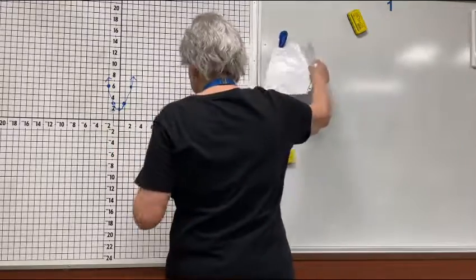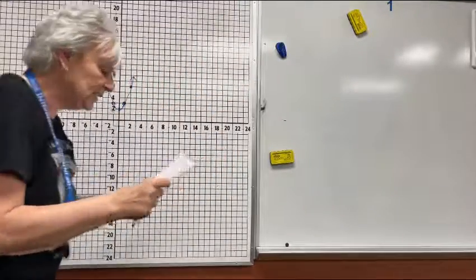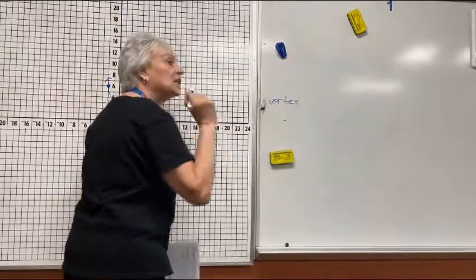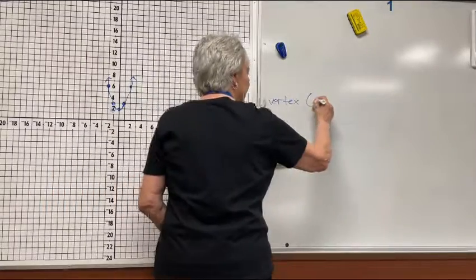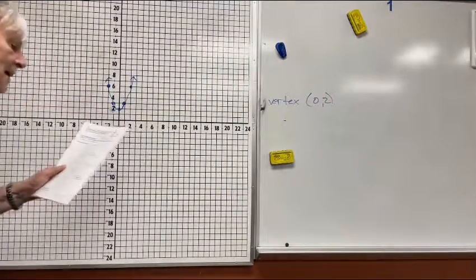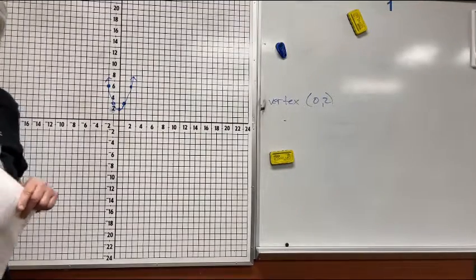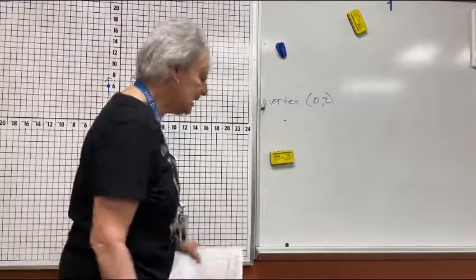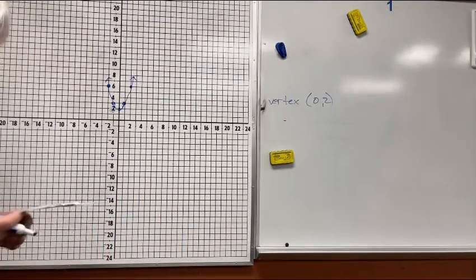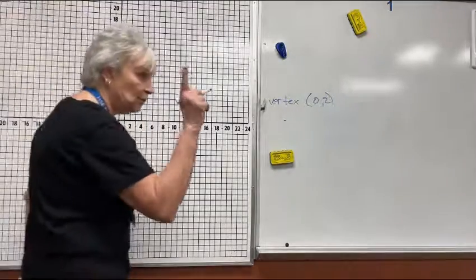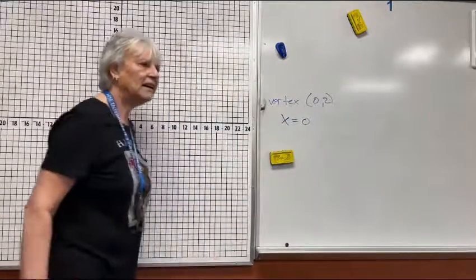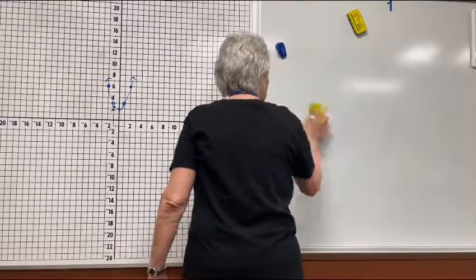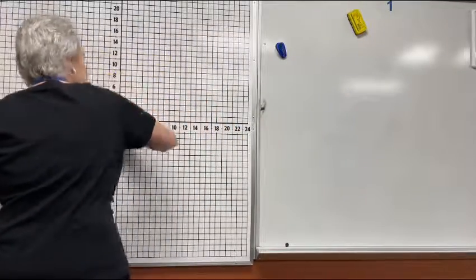Now, back to this. The vertex is 0, 2. Is that a minimum or a maximum? It's a minimum of 2. You can just write min of 2. All right? The axis of symmetry, x equals 0. That's the whole lesson. Just those things. Let's graph another one. Try not to give you too much at once on the day of a test.